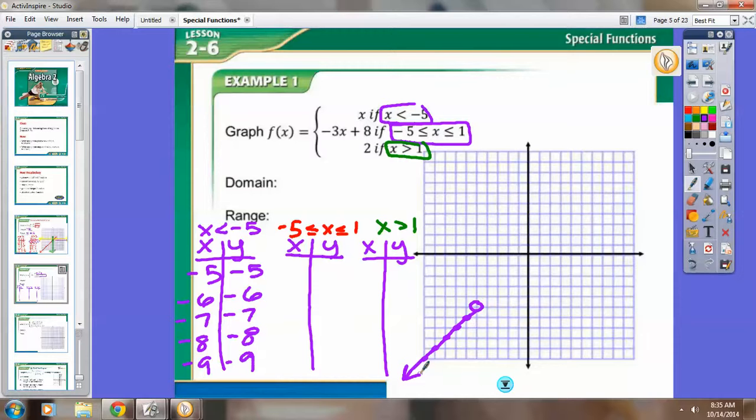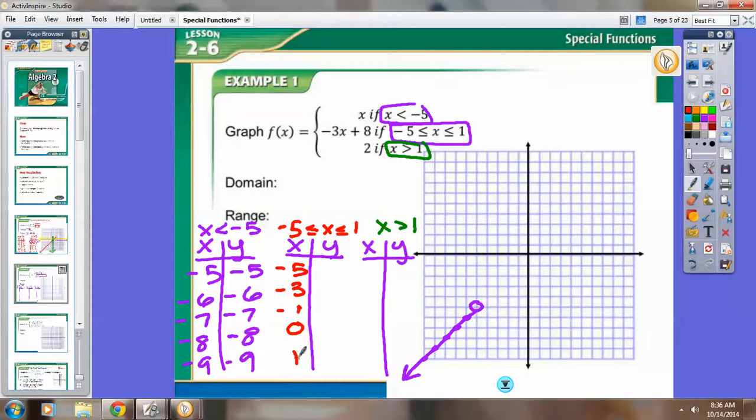Let's go to the middle piece of our piecewise function. The first value we have to put in is -5. Pick some other values between -5 and 1, maybe -3, -1. I'm going to put in 0. And we have to put in the other endpoint of 1. Please write this down on your paper, guys. This is a unique problem where we've got 3 pieces. Write it all down.